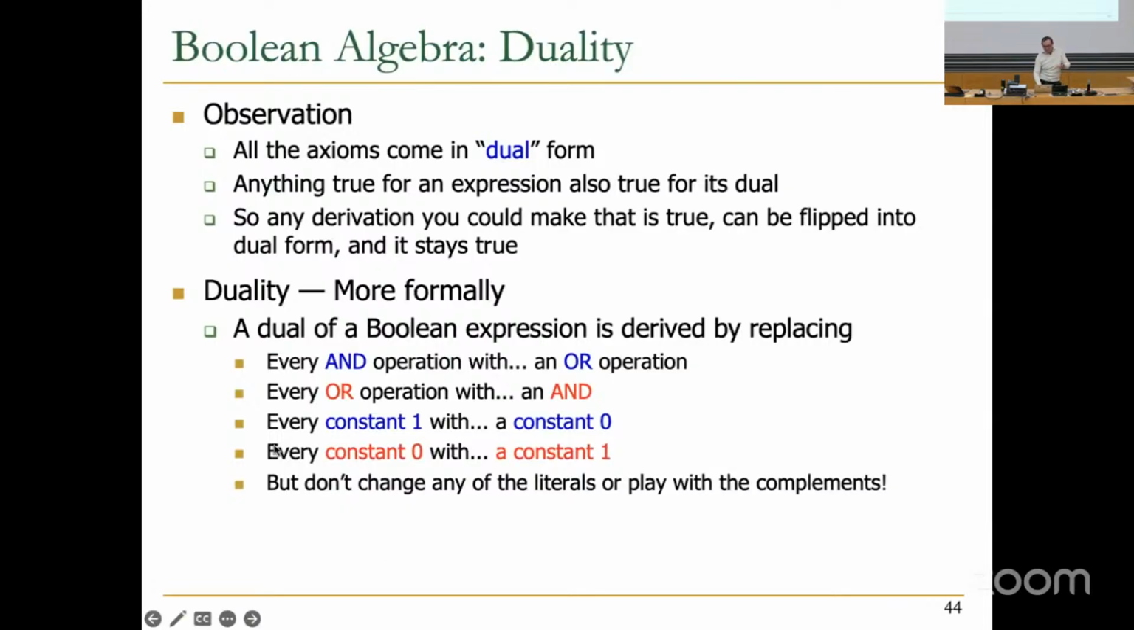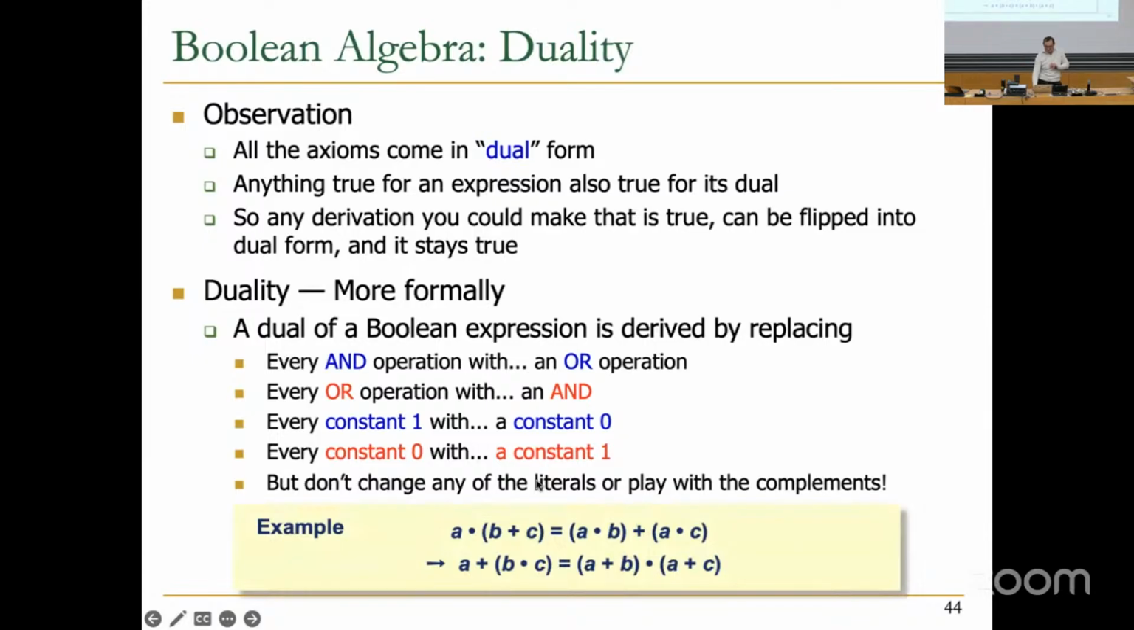Actually, it's better shown with an example, but a dual is formed by converting every AND operation to an OR operation, every OR operation to an AND operation, every constant 1 to a constant 0, and a constant 0 to a constant 1. But you don't change any of the literals or play with the complements. So if you look over here, this is one equation, and this is the dual of it. And both of them are true. Again, you can convince yourself, but this is what I did. Essentially, I followed these rules.